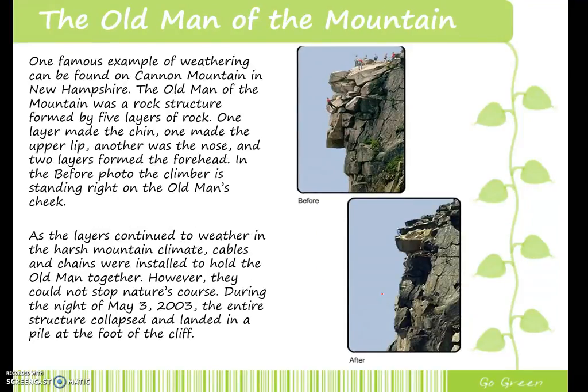Here's an example of Cannon Mountain in New Hampshire. People have thought that this rock formation looks like a man right here. There's his nose, his mouth. Here would be his eye and his forehead. Weathering broke down this rock and the entire structure collapsed. Thankfully, it was in the middle of the night and no one was there, but a definite example of weathering.